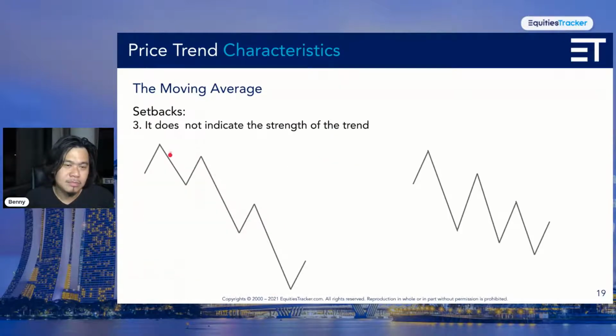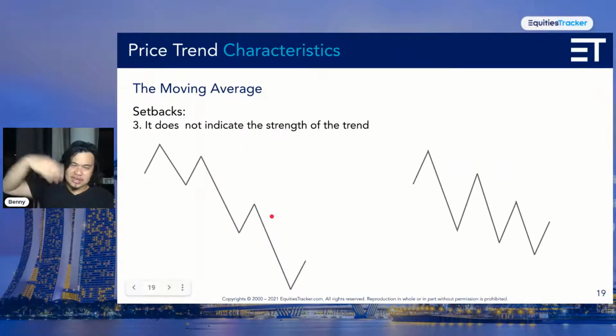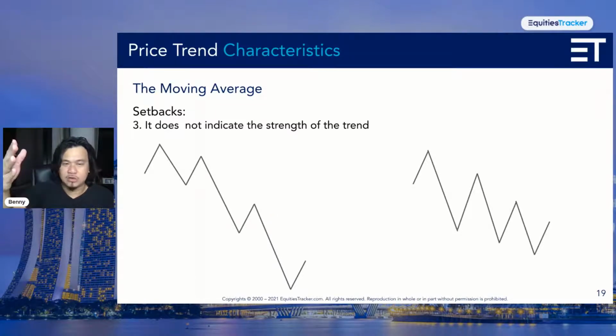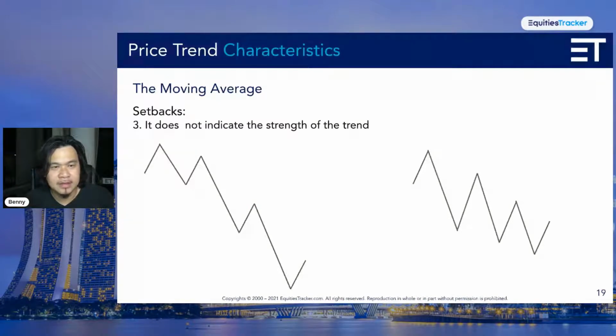Now, the third one, which is the important one, is that it does not indicate the strength of the trend. I do not know whether it's strong or weak. I only know that it is up or down, that is bullish or bearish, right? If the price is above the moving average and keeps on trading above the moving average, then it's bullish. And if it keeps on trading below the moving average, then it's bearish. Okay, simply put, right?